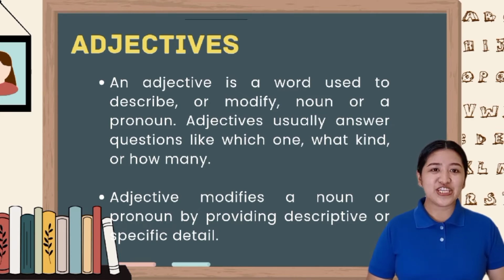In English, adjectives usually precede nouns or pronouns. However, in sentences with linking verbs such as the to be verbs or the sense verbs, adjectives can follow the verb. Adjectives modify a noun or pronoun by providing descriptive or specific details.